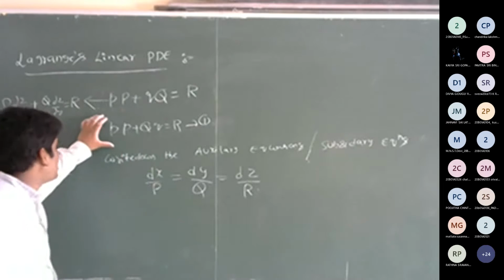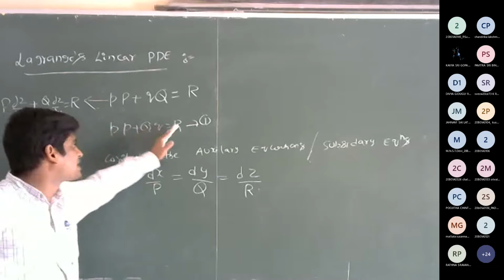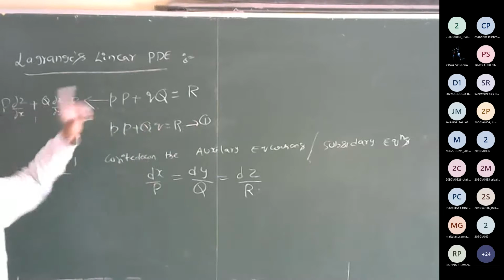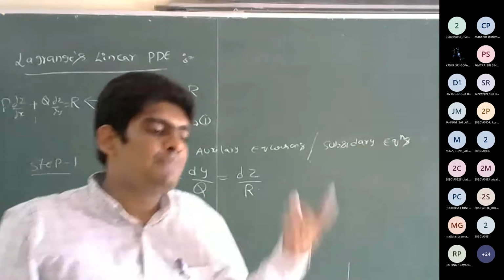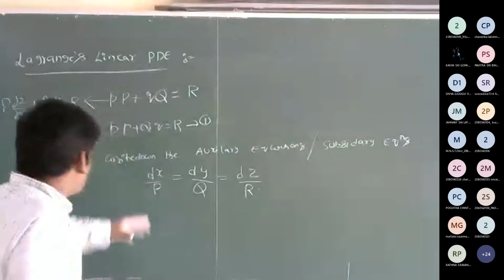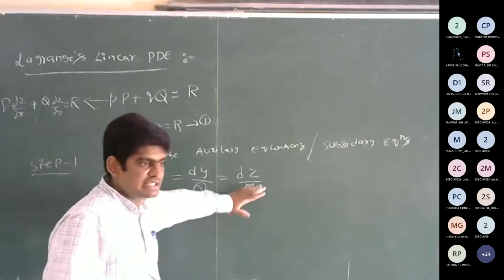First, our aim is to compare the given equation with the form Pp + Qq = R. Then the next step is we have to identify capital P, capital Q, capital R, and write down the subsidiary equations or auxiliary equations. That means dx by P is equal to dy by Q is equal to dz by R.